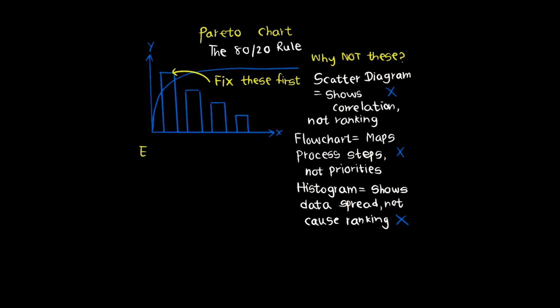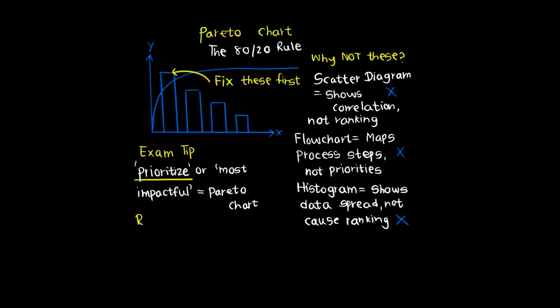Here's a WGU C215 OA exam tip for you. When the question says focus on the most impactful causes or prioritize corrective efforts, the answer is Pareto chart. Quick recall hook: Pareto equals priority. The big bars come first.